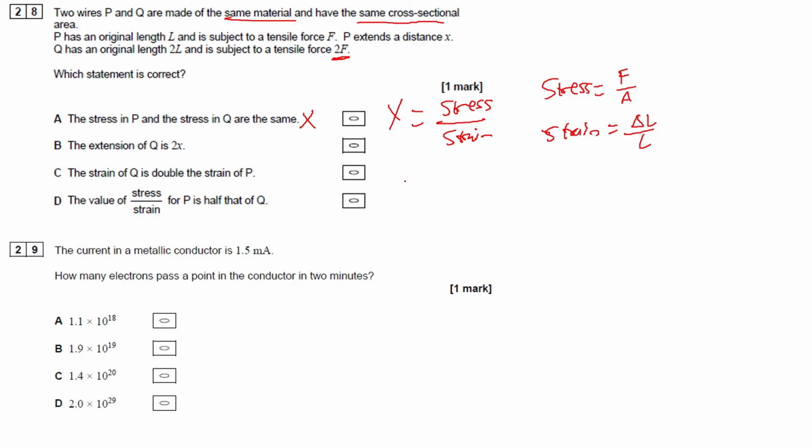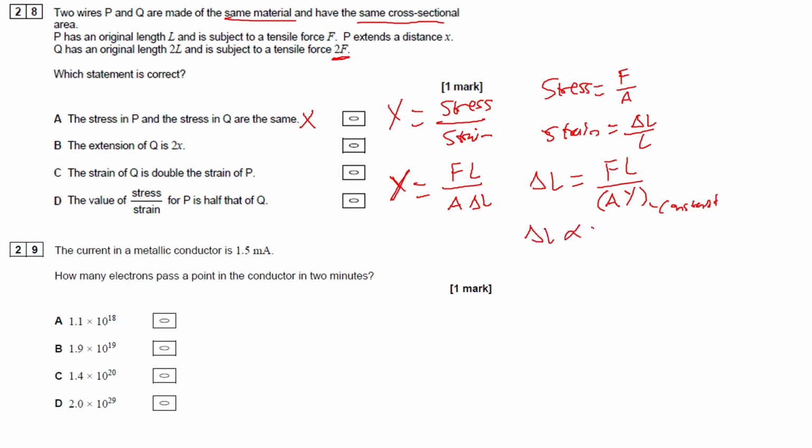Let's look at the Young's modulus equation with these quantities now. So Y equals F over A divided by strain, which is delta L over L. And if I just try and rearrange this to make delta L the subject, because I want to see what happens to extension, that's equal to FL over A times the Young's modulus. Now they've told us that these two quantities are constant. It's the same for both materials.